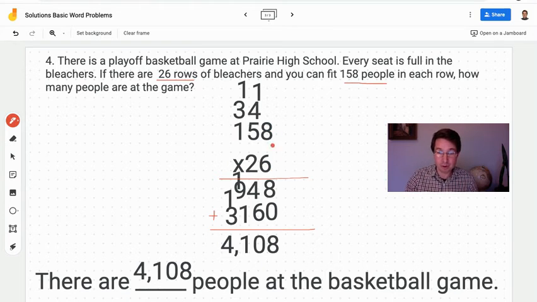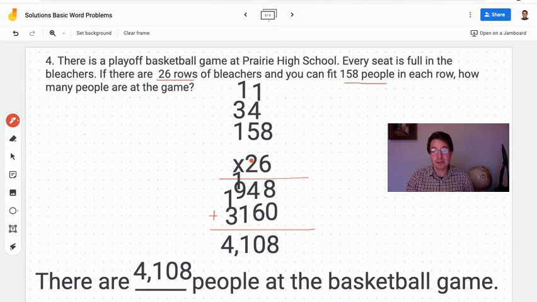So we do our ones place first. So 6 times 8 is 48. 8, regroup the 4 in the tens place. 6 times 5 is 30, plus 4 is 34. We have a 4. And then we regroup the 3 in the hundreds place. 6 times 1 is 6, plus 3 is 9. So 6 times 158 is 948.